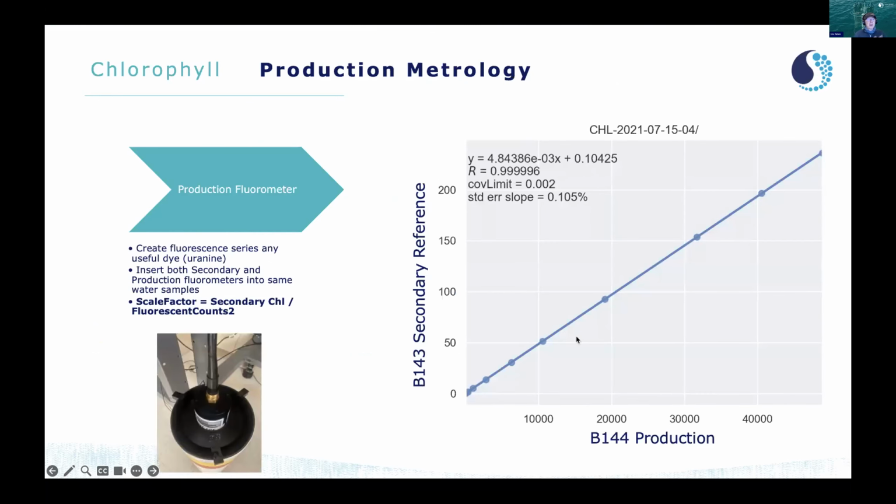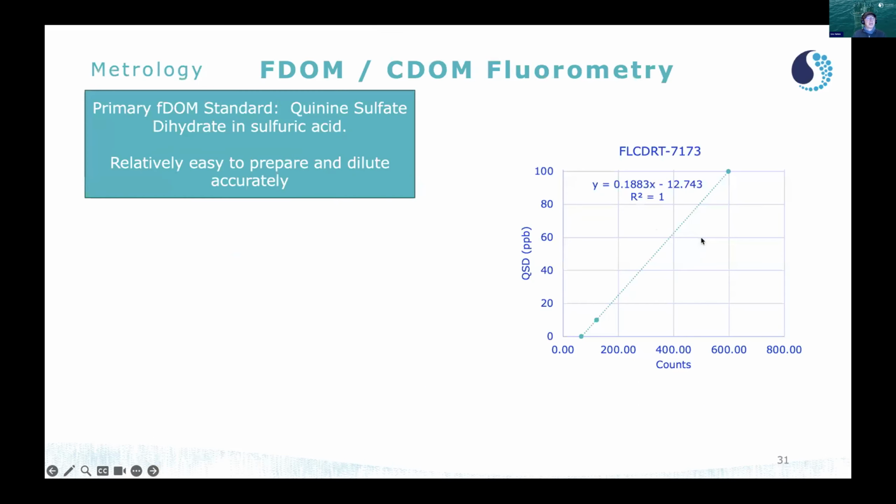When we get into the other end, when we do a production fluorometer, again, the process is the same. In the production fluorometer, we have a horizontal axis of essentially our... I'm sorry, I have these axes mislabeled. I apologize. They should be switched. No, that's right. The secondary reference is on the vertical axis in chlorophyll units. On the horizontal axis are the counts of the production sensor. And again, it's the slope that gives us now the production scale factor, the one that you get on a calibration sheet.